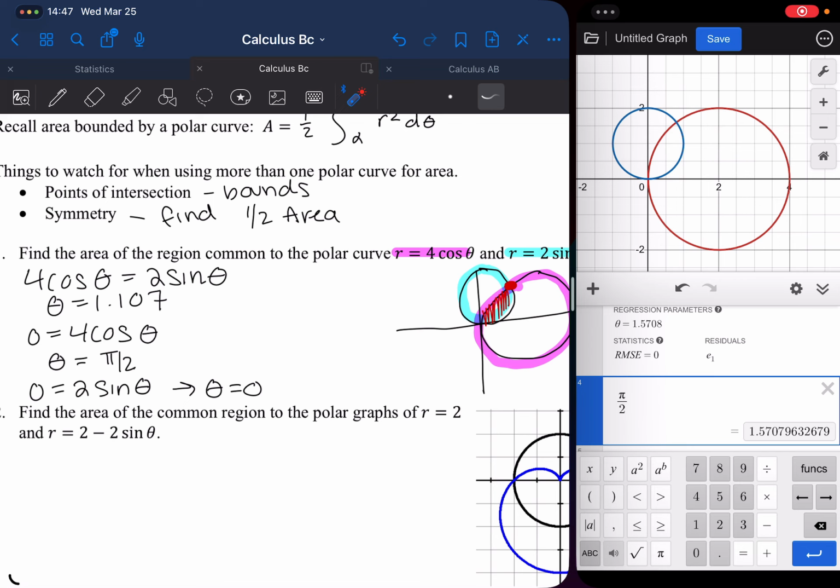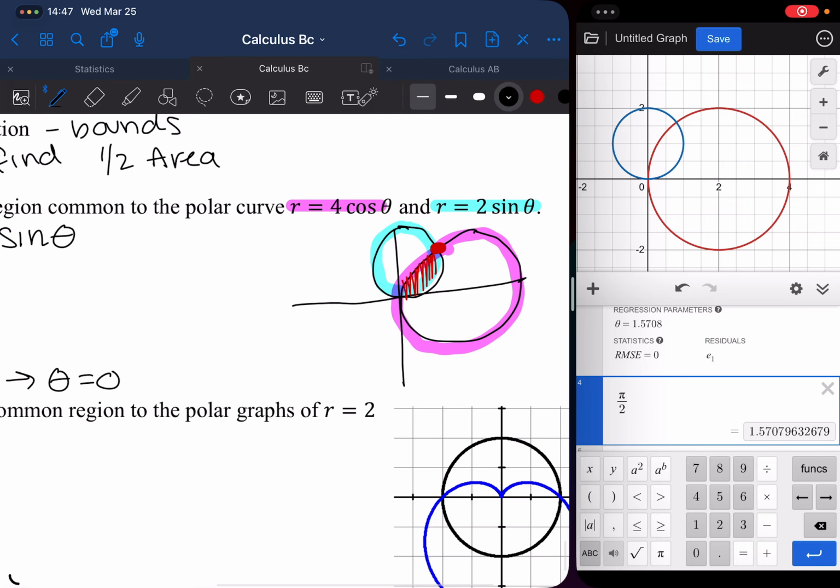So we're going to do the integral of one with the correct bounds and then add it to the integral of the next. So we have area is equal to 1/2, so I'm following the formula. Integration from, notice 0 was our smaller bound, and we're going to look at sine, which is the smaller circle. When we solved for theta on sine, we got 0, and then we know that it intersects at 1.107. And then it's r squared, so this is going to be 2 sine theta squared d theta.